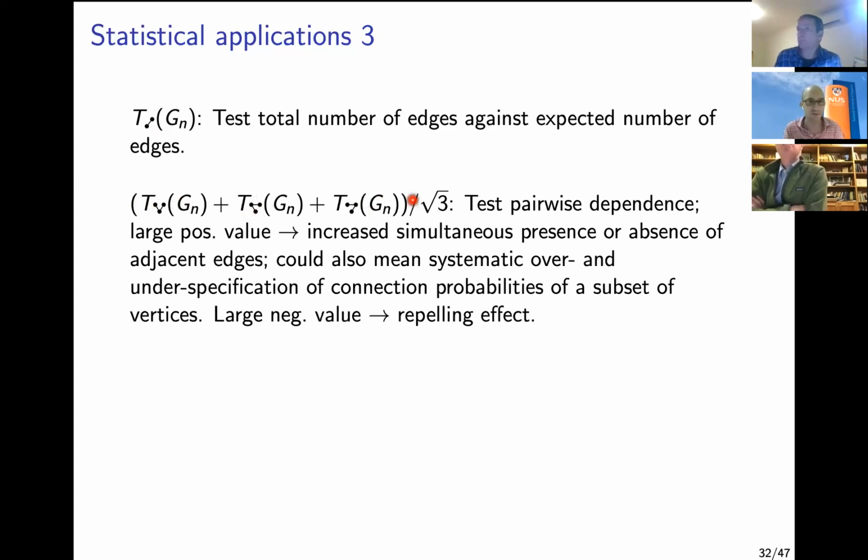We can just add them up and divide by square root of 3, and so that's normalizing it. It's sort of convenient. You just add them up. What does this test do? Well, it sort of tests for pairwise dependence. How do you get a large positive value for this?